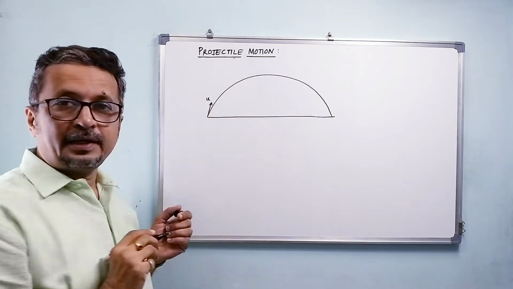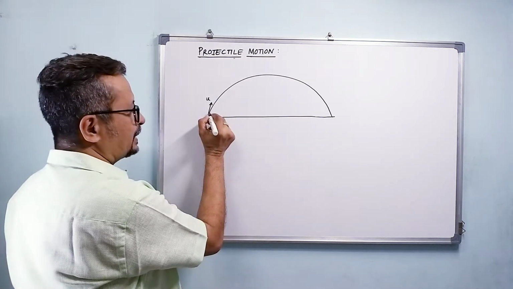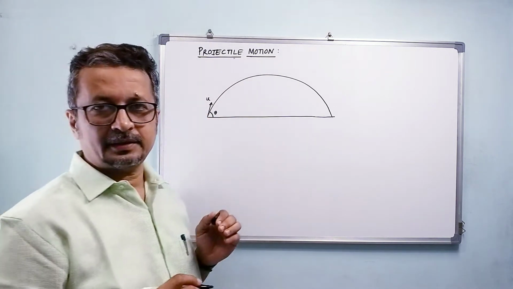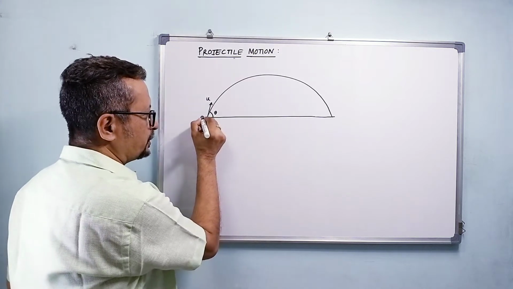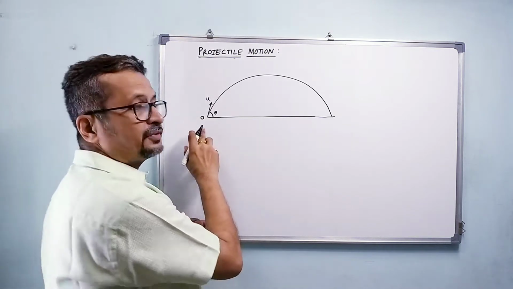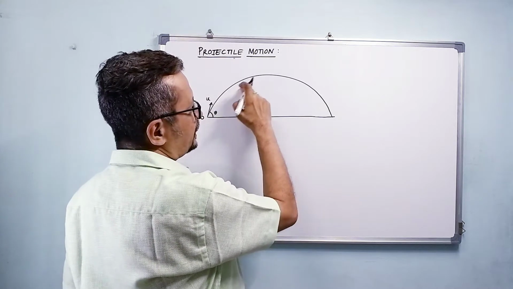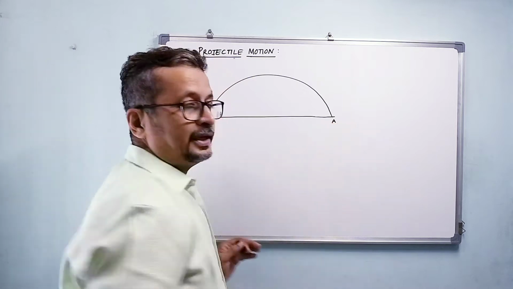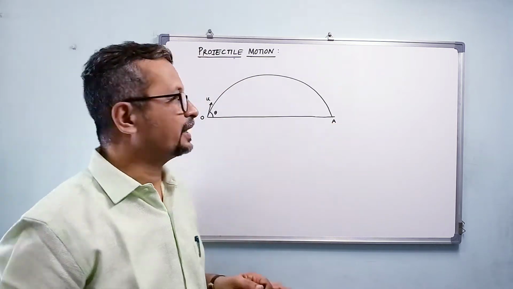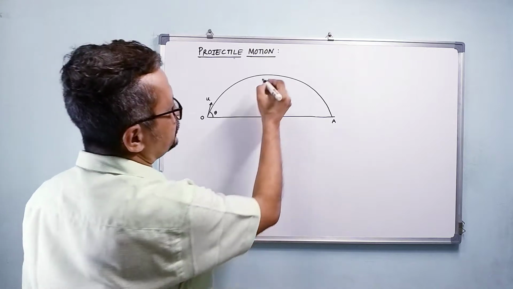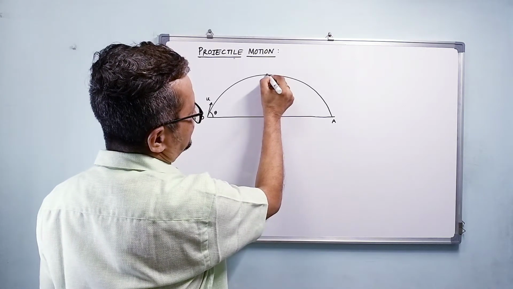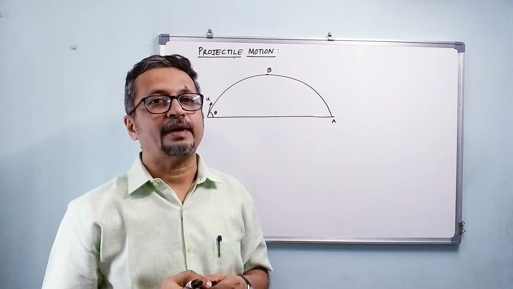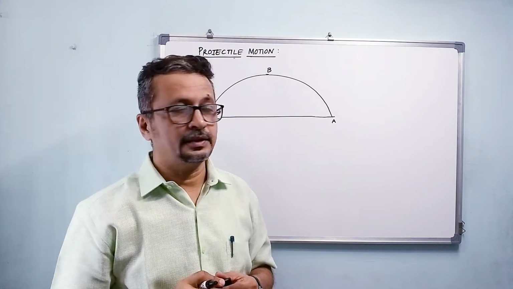u is my initial velocity and the angle made with the horizontal is theta, right? O is my starting point here. So it starts from O, moves along the path and reaches point A. So A is the point where it lands. Now on its way, it is going to pass this point B, which is the point of maximum height.